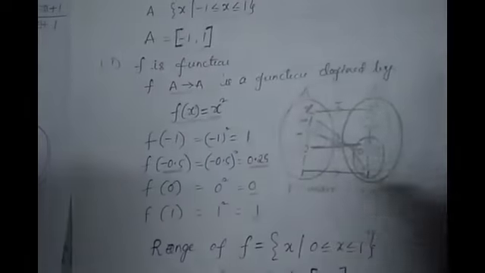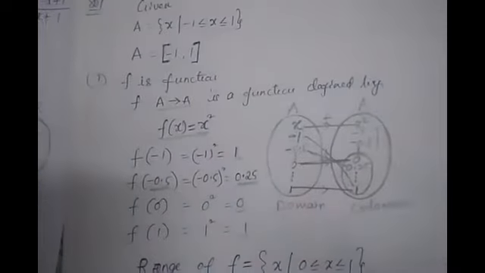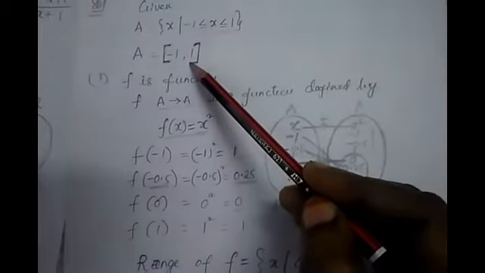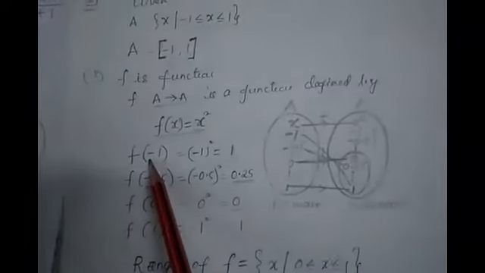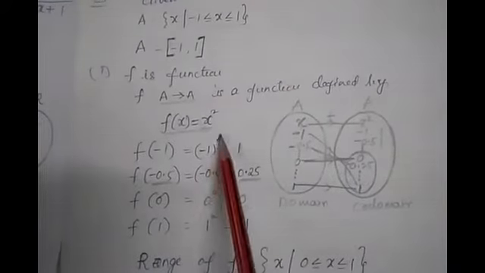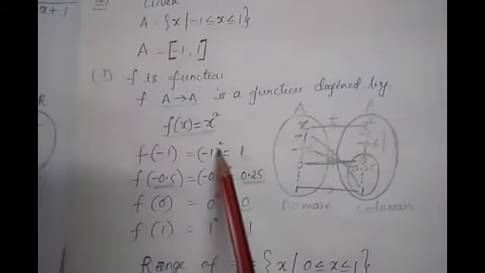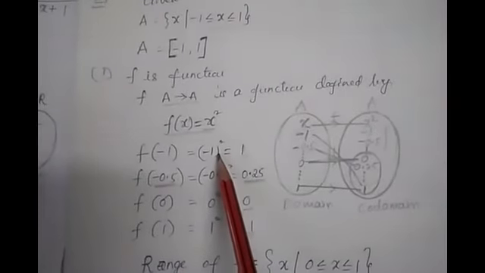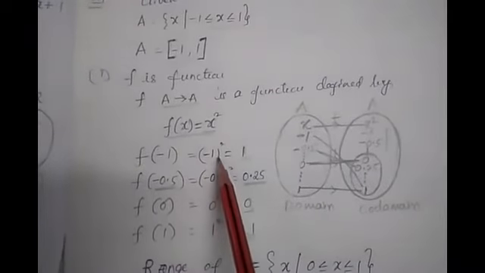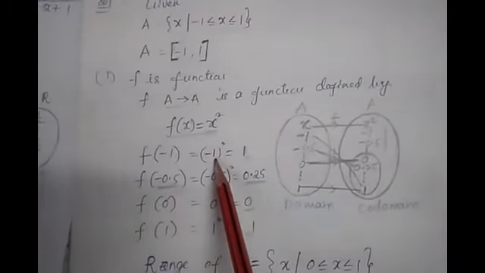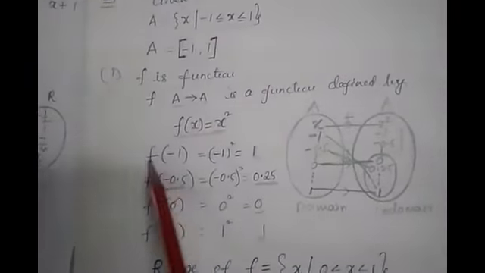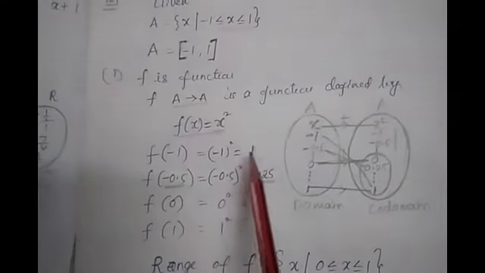To find the values of f, let us substitute some of the values in this interval. Let us take minus 1. F of minus 1 is equal to minus 1 whole square, which gives 1. If you square any number, negative or positive, the result must be positive. So f of minus 1 is equal to minus 1 whole square, which is equal to 1.